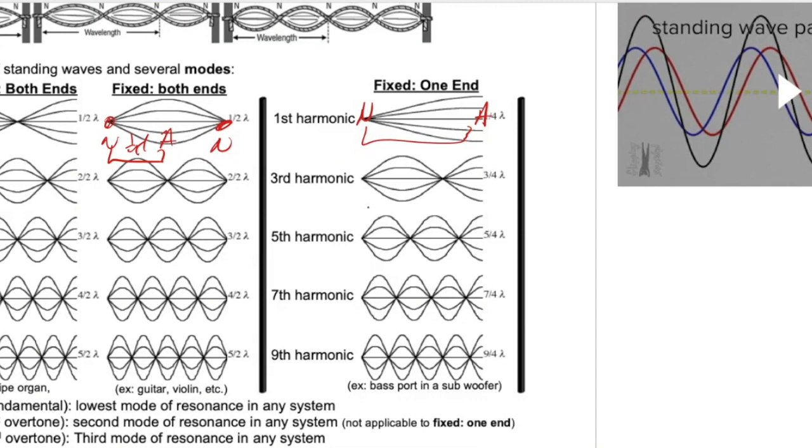So again, let's take a look at the static version. So node, node, antinode. So still node, antinode, but now we count the antinodes. The first harmonic has 1 antinode. The next resonant frequency, which happens to be the third harmonic, has 1, 2, 3 antinodes. This gives us our 5th harmonic, so on and so forth.